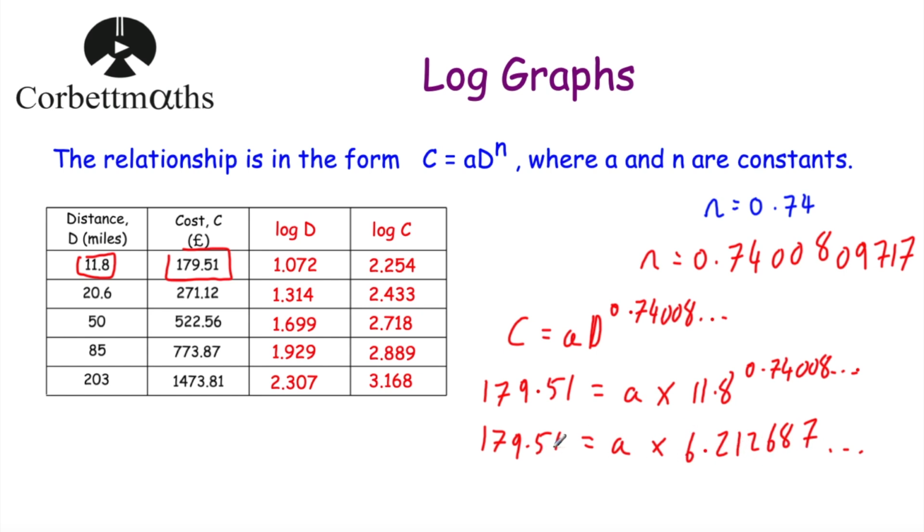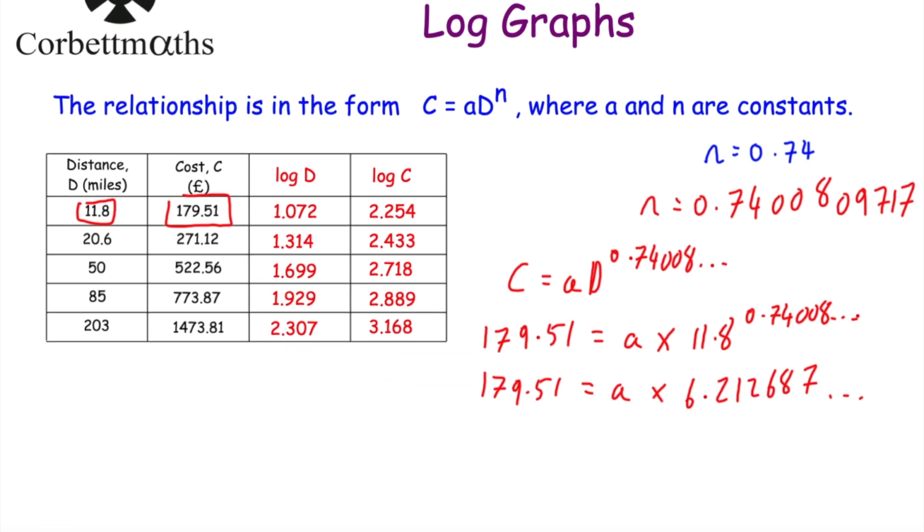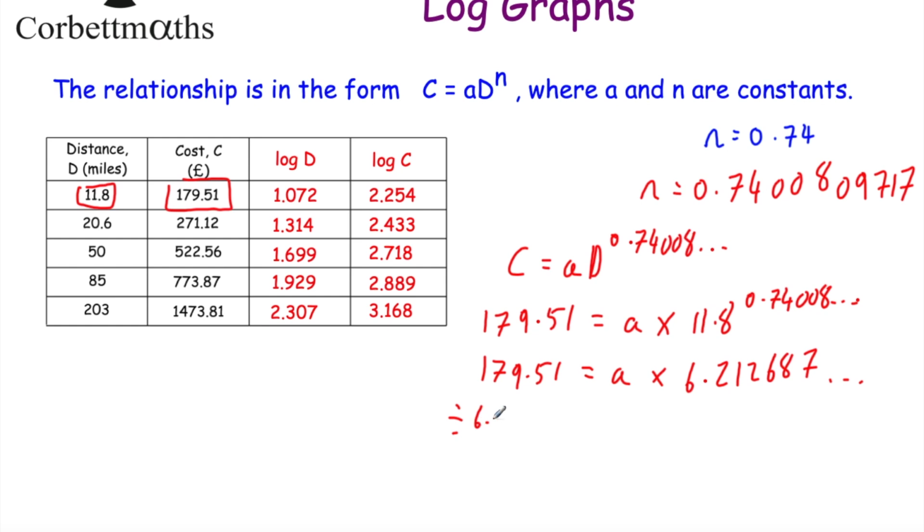And now we want to work out what a is, so we don't want this multiplied by 6.212 and so on. So we're going to divide both sides of the equation by 6.212 and so on. On the right hand side, we'll just be left with a, because we're dividing by the 6.212 and so on to get rid of that multiply by it. And on the left hand side, if we do 179.51 divided by answer, we get that's equal to 28.894 and so on. And that's it. So we've worked out our value for a.